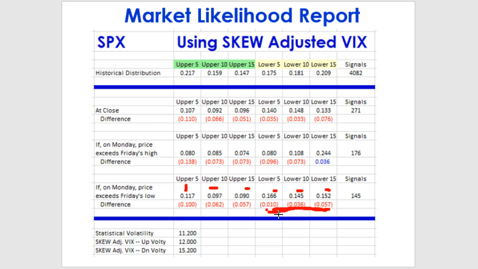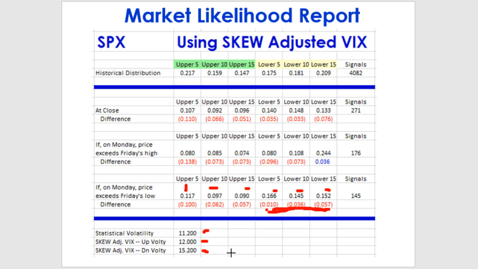So all in all, for the premium sellers, you would favor a price action where it exceeds Friday's high. And then statistically, it tells us that at least historically, the market has been more often than less volatile in that situation, as opposed to not going above the high. Here are the volatilities. SV is 11.2. The upside volatility was at 12, and the downside skew adjusted VIX was at 15.2.